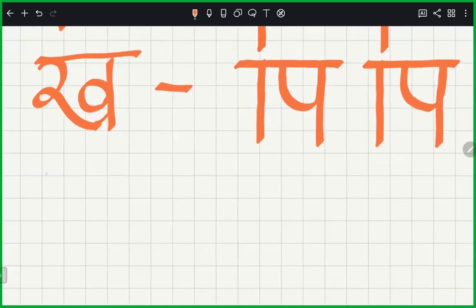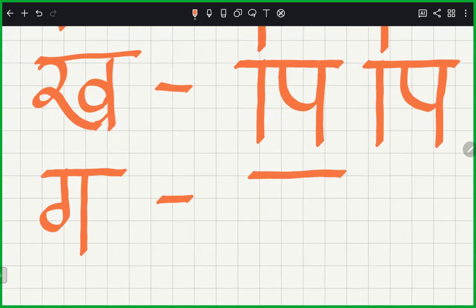Then the next one in this varg is Ga. This is Devanagari Ga. And Sharda Ga is not very different from what we have in Devanagari. A very little smaller difference here. At the end, there is a triangle instead of a circular shape here. We draw a triangle here. And then this is Sharda Ga.